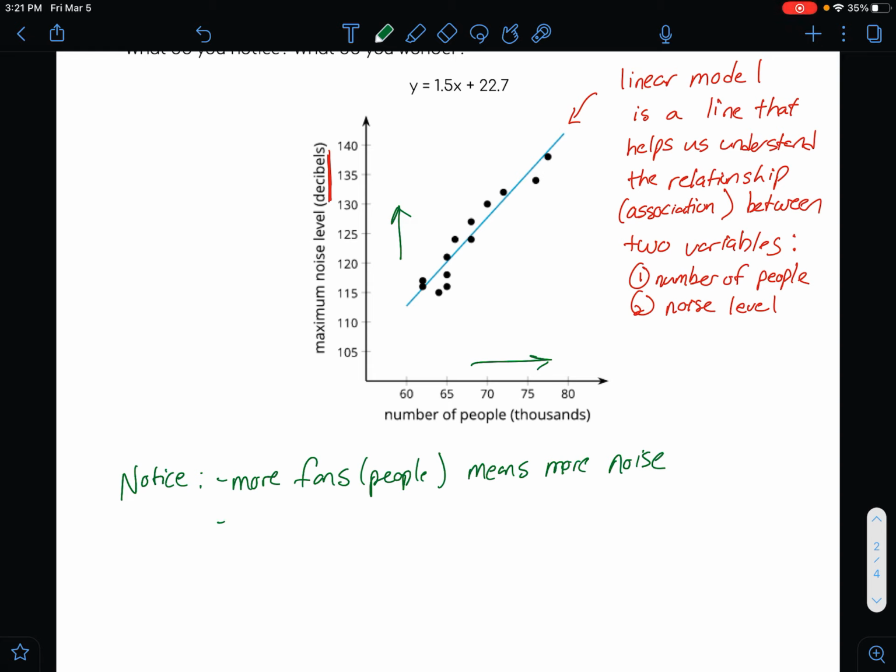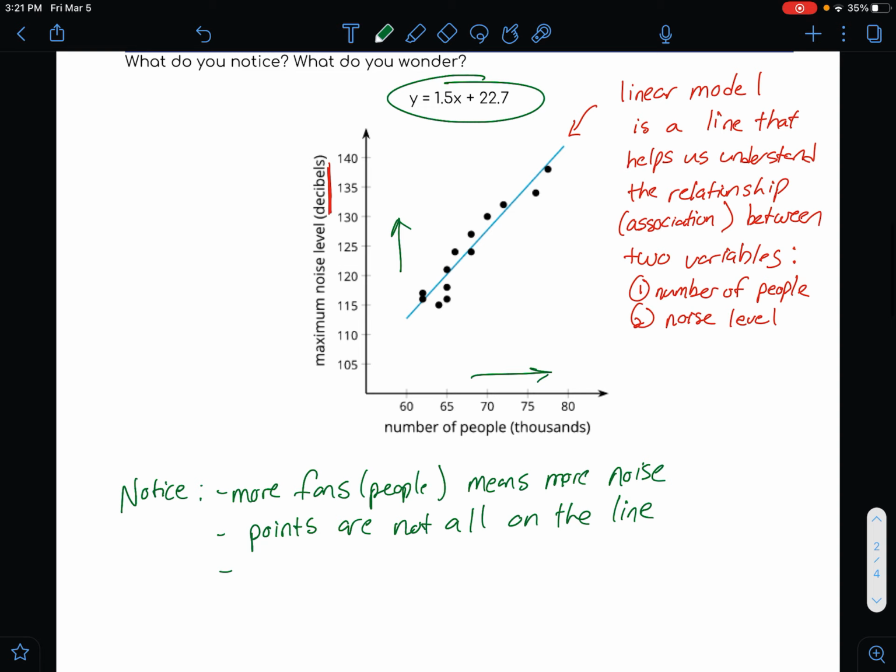I'm also noticing that although the line that is drawn on there is perfectly straight, it doesn't connect the points. So the points are not all on the line. I'm also noticing up here, an equation is given for this line.